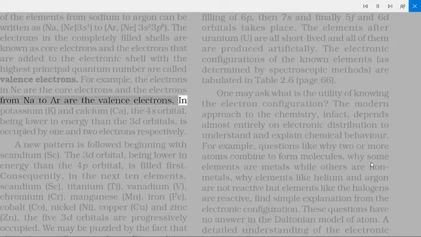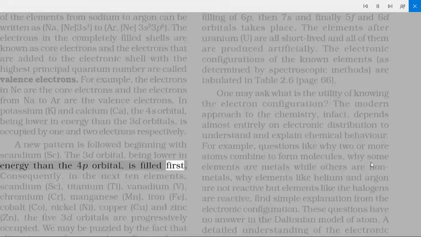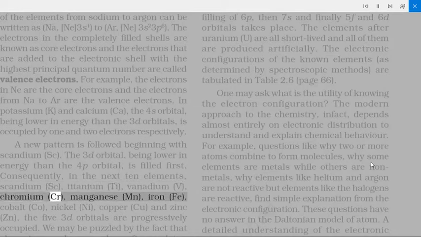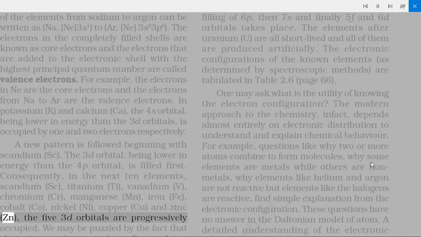and the electrons from Na to Ar are the valence electrons. In potassium, K, and calcium, Ca, the 4s orbital, being lower in energy than the 3d orbitals, is occupied by 1 and 2 electrons respectively. A new pattern is followed beginning with scandium, Sc. The 3d orbital, being lower in energy than the 4p orbital, is filled first. Consequently, in the next 10 elements, scandium, Sc, titanium, Ti, vanadium, V, chromium, Cr, manganese, Mn, iron, Fe, cobalt, Co, nickel, Ni, copper, Cu, and zinc, Zn, the 5 3d orbitals are progressively occupied.